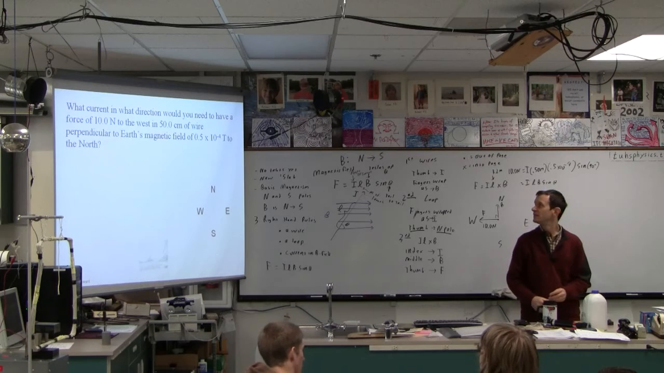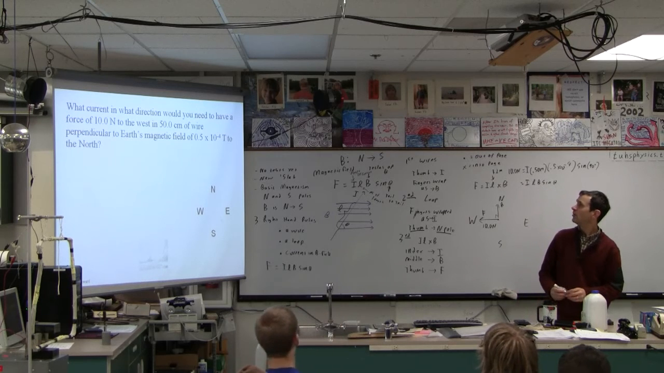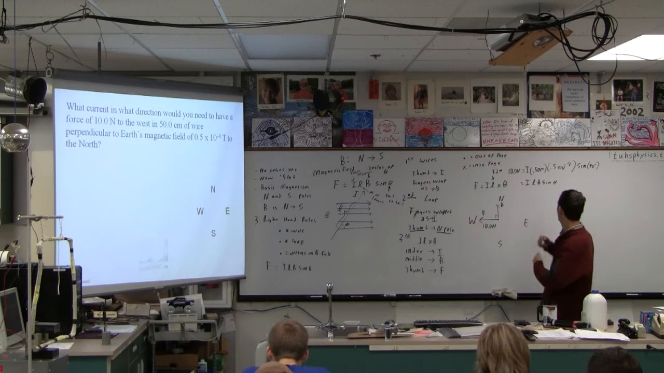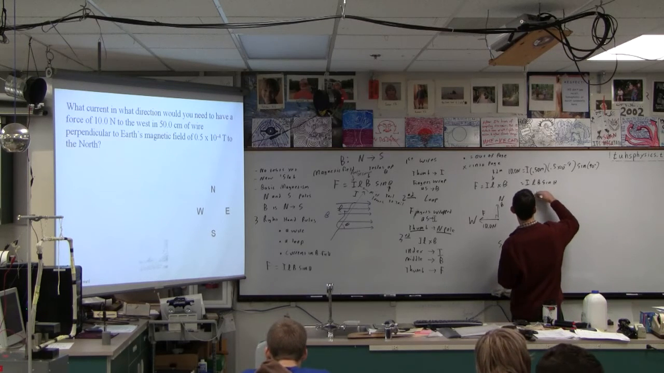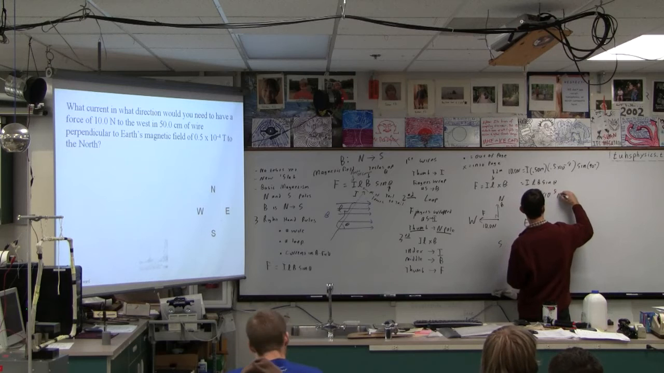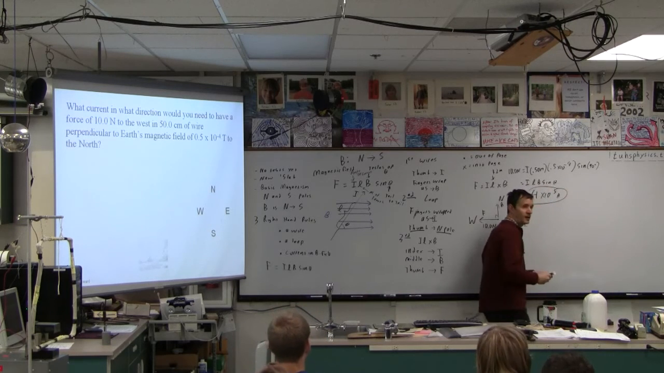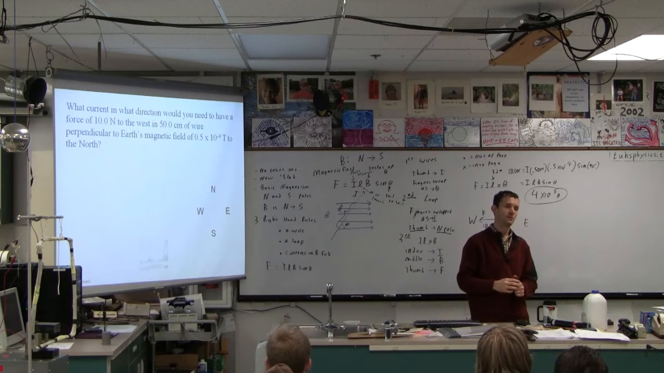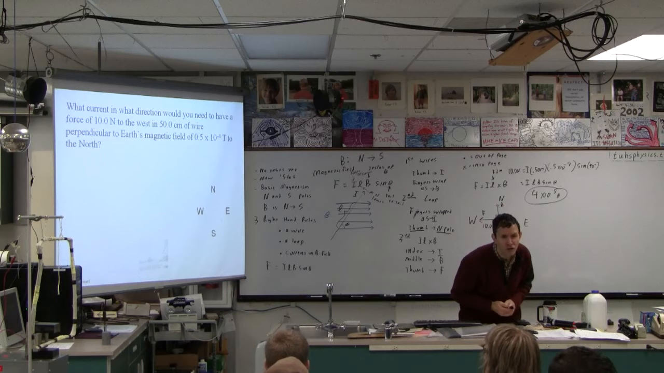How would you write this? Oh, we only have 1 sig fig because of the Earth's magnetic field. So with 1 sig fig, you would write this 4 times 10 to the 5th amps. Is that a lot of current? It's a lot for your iPod. It's kind of a lot in general.